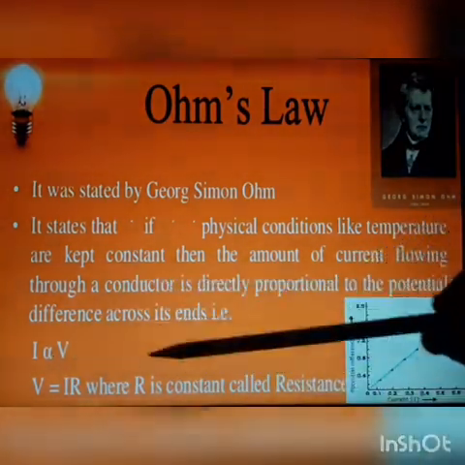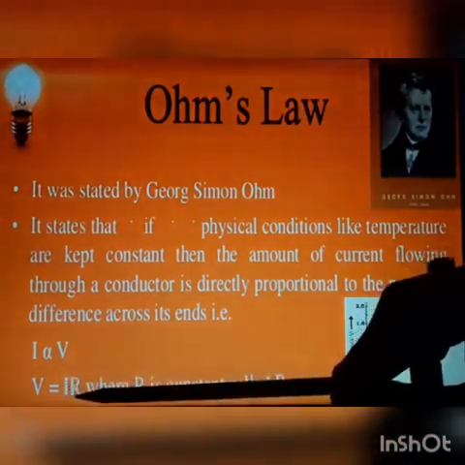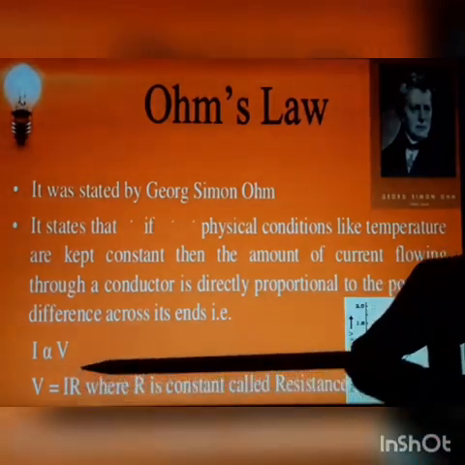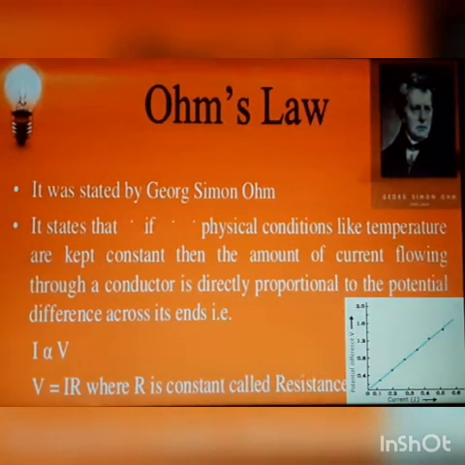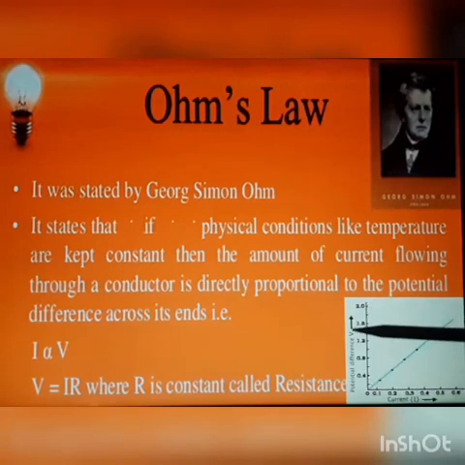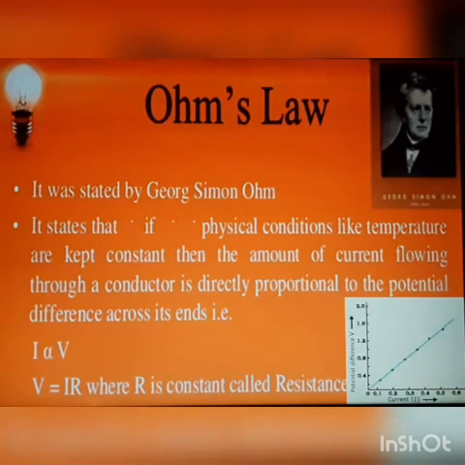In order to remove this proportionality sign, we have to take R as a constant. R is a proportionality constant called resistance. We'll go to the definition of resistance and what it actually is later on. Before that, we should understand how to draw a VI graph.